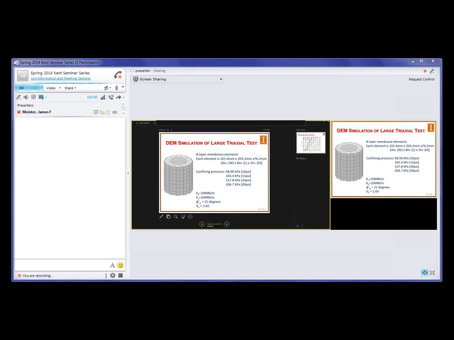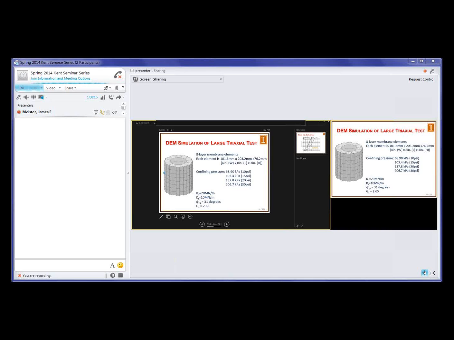The diameter is the same as the test specimens, and also the confining pressures are the same. Here are the four key simulation parameters: the normal contact stiffness, shear contact stiffness, and interparticle friction angle. This is the specific gravity. So these four parameters are from Dr. Hai's work. So what we calibrate is only the damping ratios.